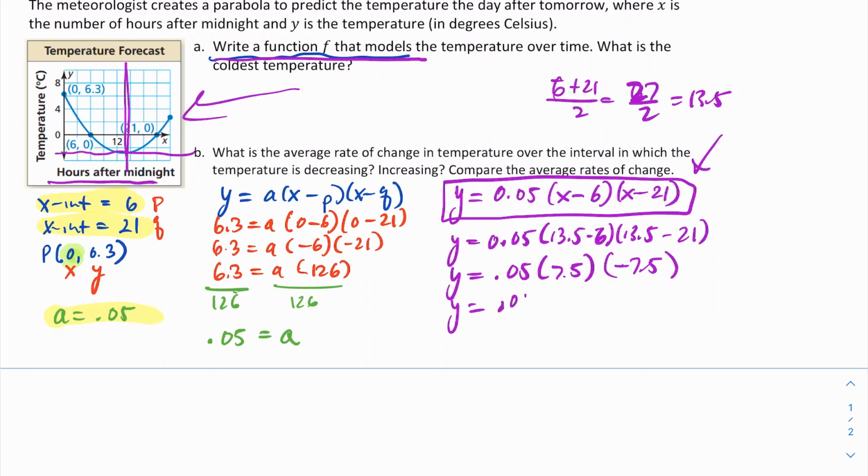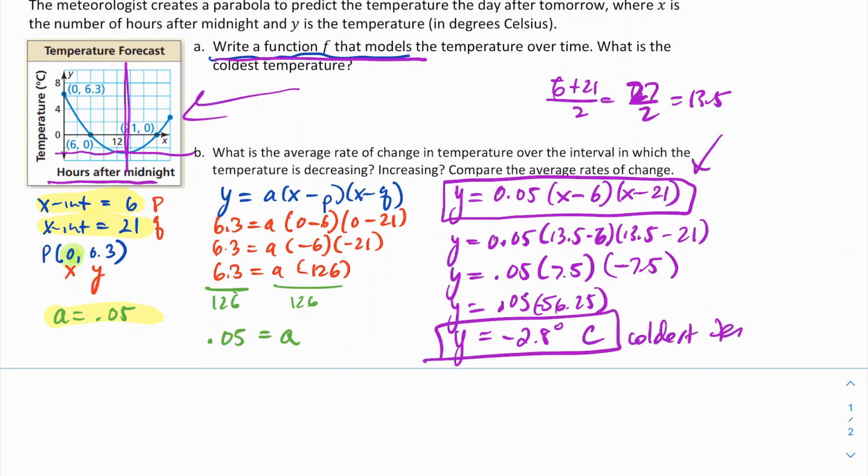So 0.05 and then 7.5 times negative 7.5 is negative 56.25, and then times 0.05, which is negative 2.8 degrees Celsius. In this case, that is the coldest temperature. And that's it for this section.